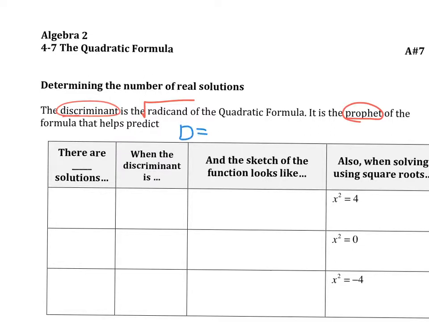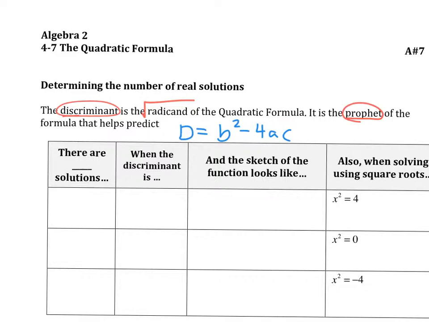Discriminant is this. It's the b squared minus 4ac. Notice each letter only shows up once. Notice I am not putting the radical. It's just the b squared minus 4ac. That's it. So the discriminant as a number can tell me about what types of solutions I have.